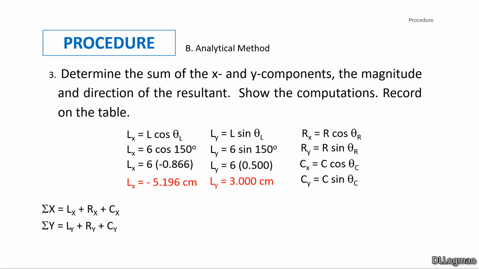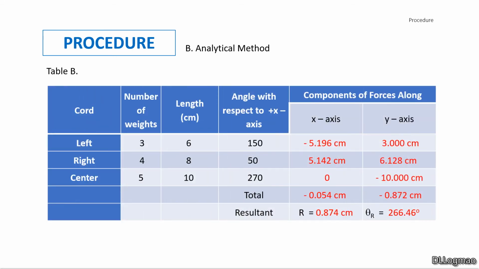Calculate the magnitude of the resultant using the Pythagorean theorem. Determine the direction of the resultant vector based on the quadrant location of the resultant. If it is on the first quadrant, this is the formula. Record all the computed components and resultant in table B. These are the values computed.